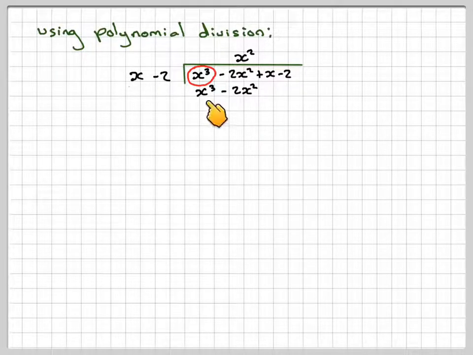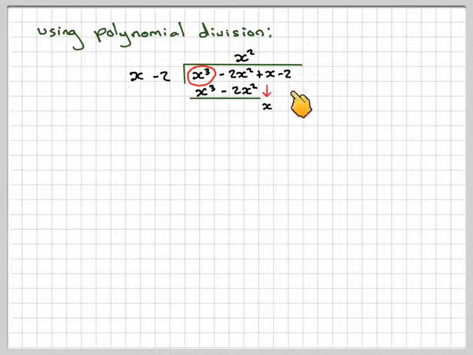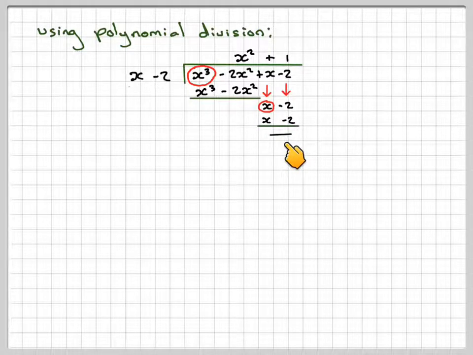And then what we do is we subtract these. But when we do subtract these, in this case we get nothing. So therefore we need to bring down the x and also bring down the 2. We're now going to divide x by x. That gives me plus 1. And 1 times x gives me x, and 1 times minus 2 gives me minus 2. And when we do the subtraction, we get nothing, which is what we expect because we knew that x minus 2 was a factor of this.